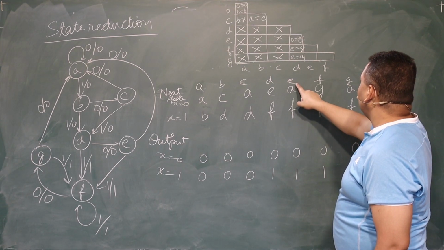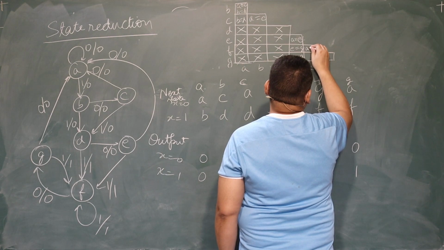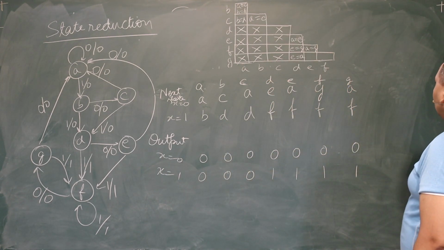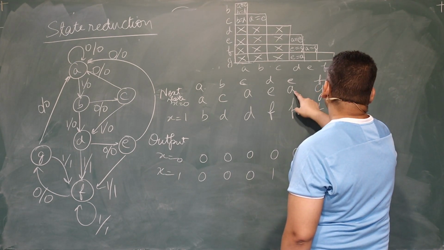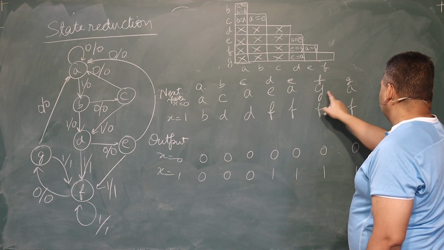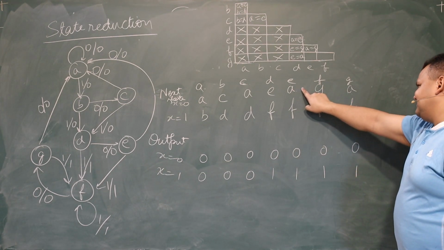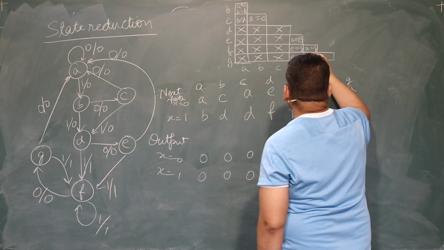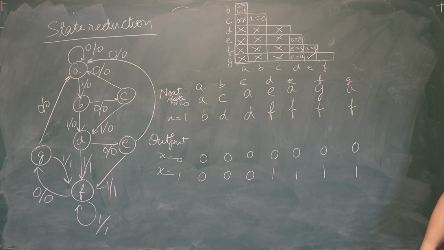Now, what else? E and F. Can they be equivalent depending on A and G? If A is equivalent to G, then E and F will be equivalent to each other. What about E and G? What is the condition for E and G? Condition A is required. E is equivalent to A, F is equivalent to A, outputs are obviously the same. So that means state E and state G are equivalent to each other.